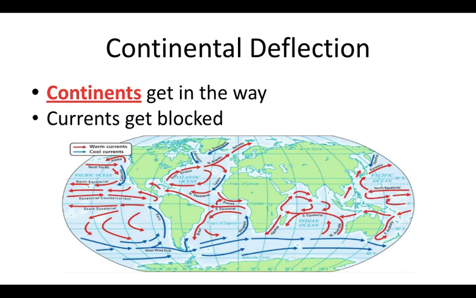Another thing that gets in the way of ocean currents and keeps them from traveling in a straight line is not just the Coriolis effect, but also something known as continental deflection. Those pesky continents will get in the way of these ocean currents and cause those currents to get blocked from their intended path. Because they can't travel through the continents, they have to reflect off and bounce around, and that will cause things like the Gulf Stream in the Atlantic Ocean.